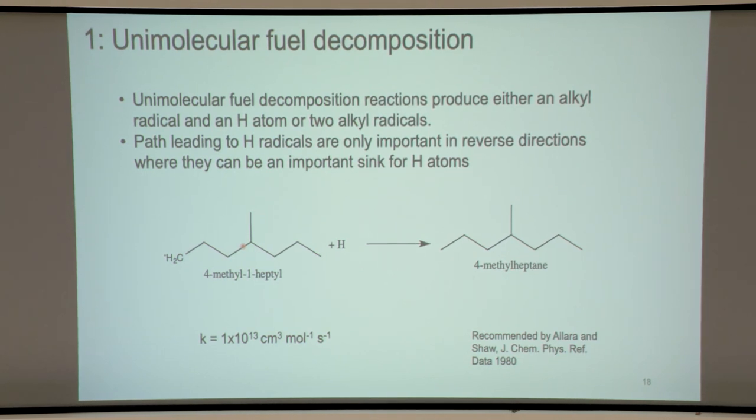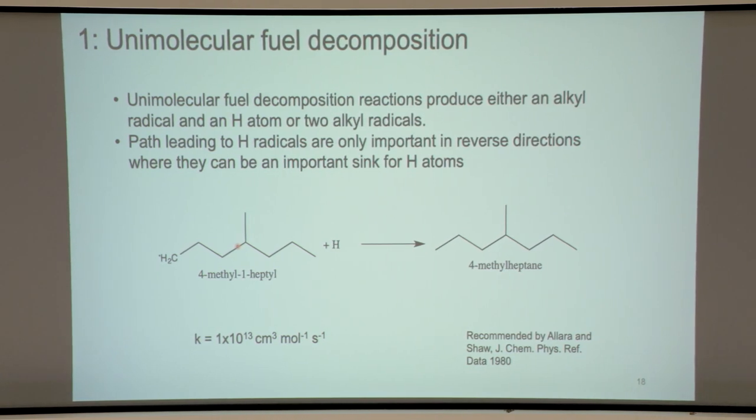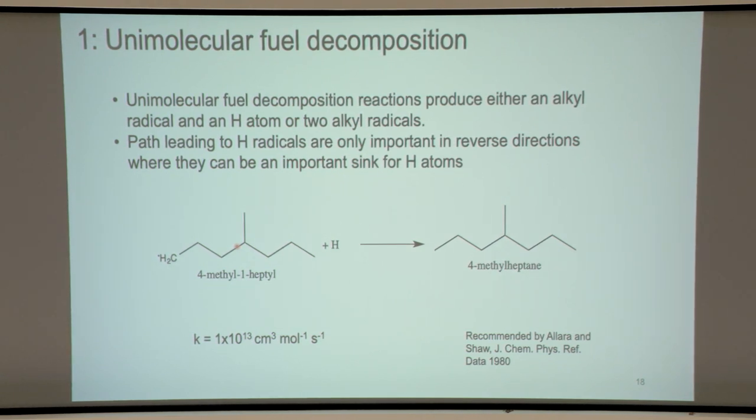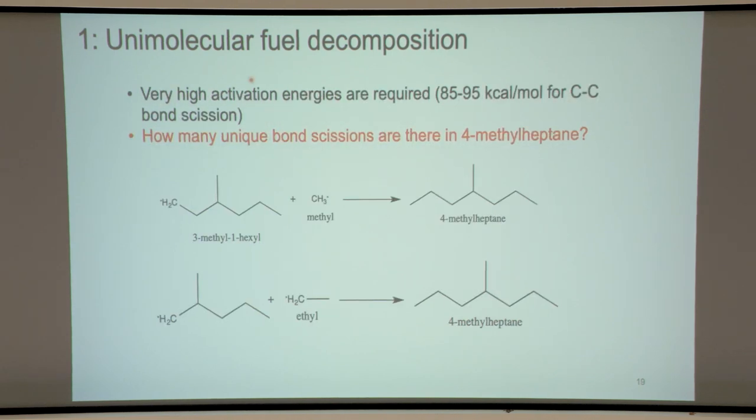So for many reactions in the model, we write them in one direction because we can prescribe the rate accurately for that direction. And then if we know the thermal is right, we can get the calculation for the reverse rate very accurately. And that's the case here as well, okay? And the same thing here, unimolecular fuel decomposition.